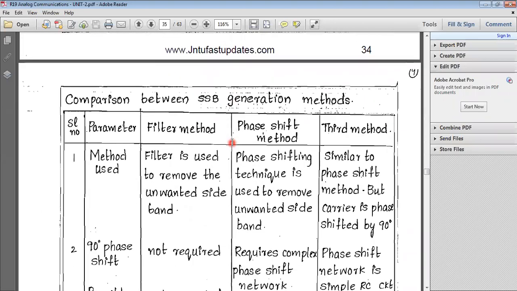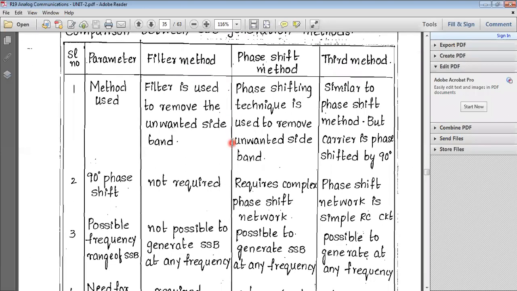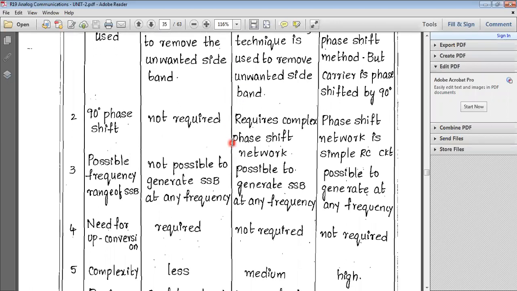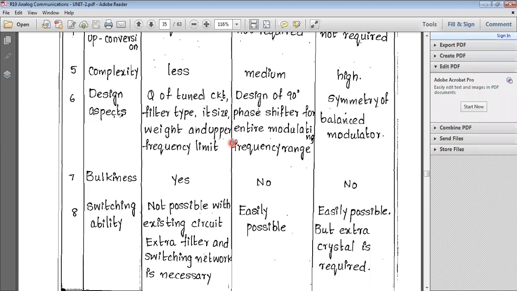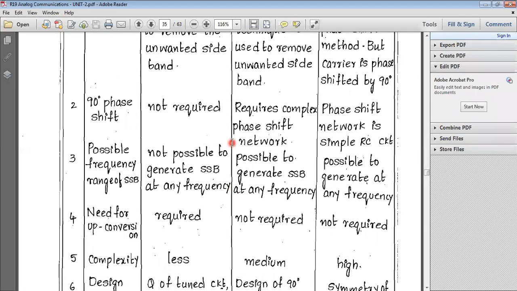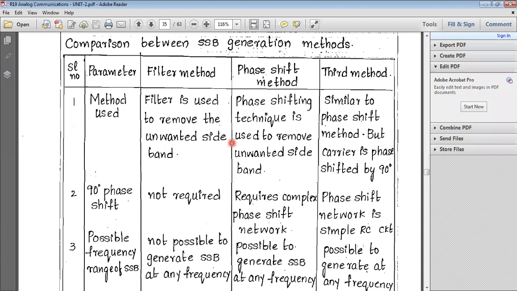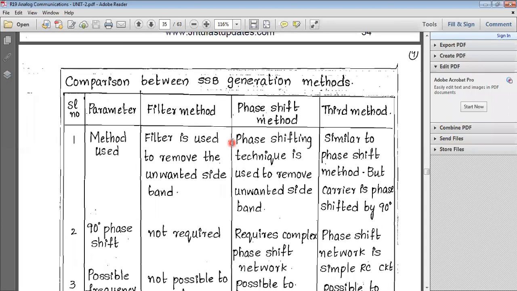Now coming to the comparison. This comparison topic is very, very important from the exam point of view. That is the comparison of the 3 techniques. Once you read this comparison from the above operations, then you easily understand this topic. If any doubt, you ask in the next class. Just go through this material, and study the comparison between all SSB generation methods, that is the filter method, phase shift method, and third method.